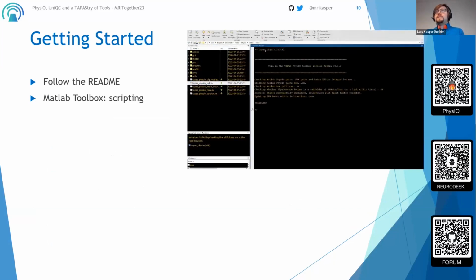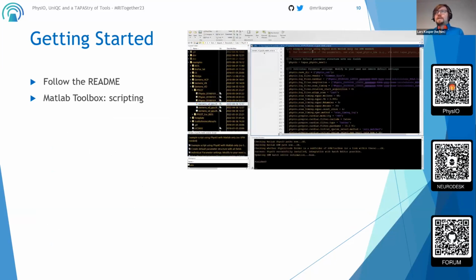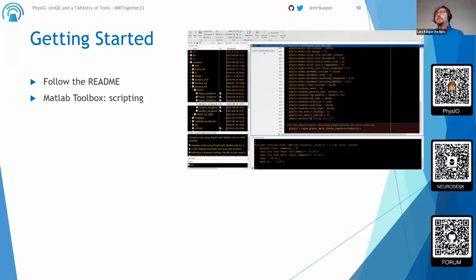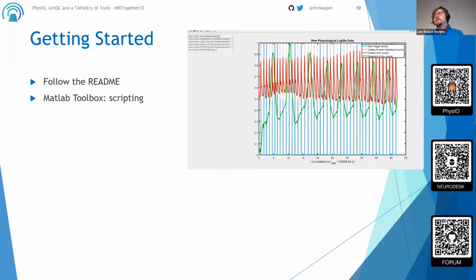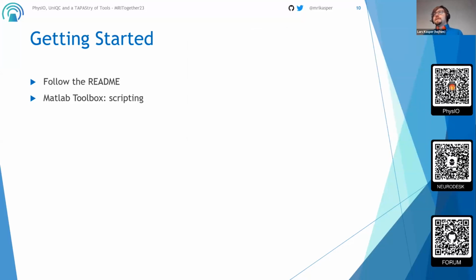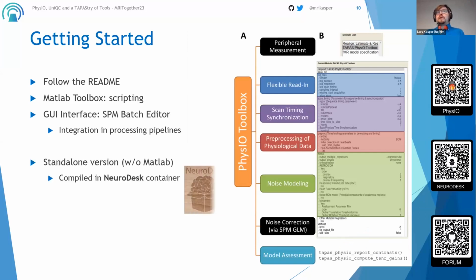Initialize TAPAS, and you see that basically everything is done automatically in these examples, from reading in the data all the way to creating the regressors, and then we have additional tools to also use these regressor matrices for the model assessment. Recently, we've also made PhysIO available with a GUI interface so that you can change these parameters, and you can work in the script as well.